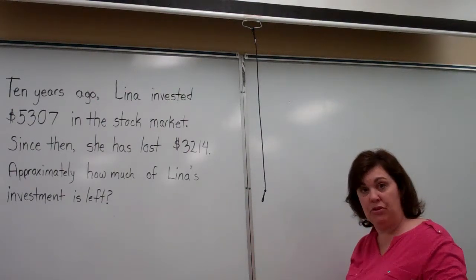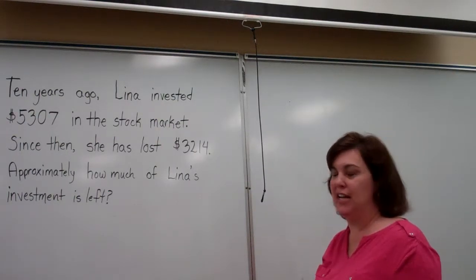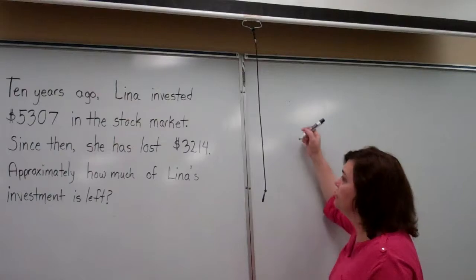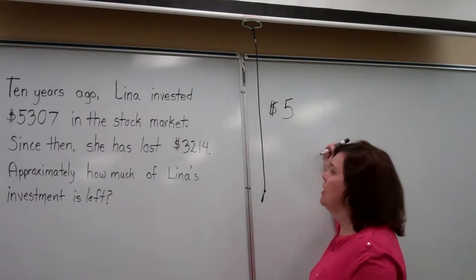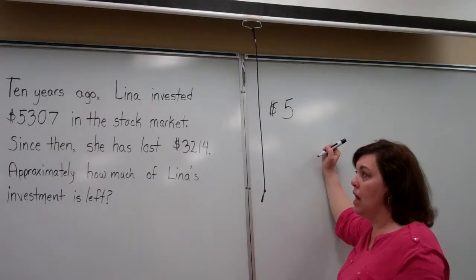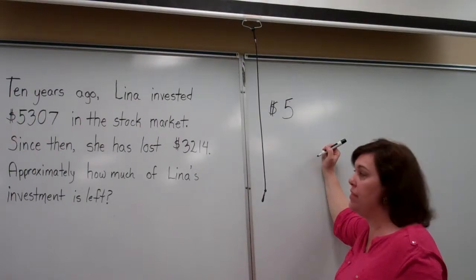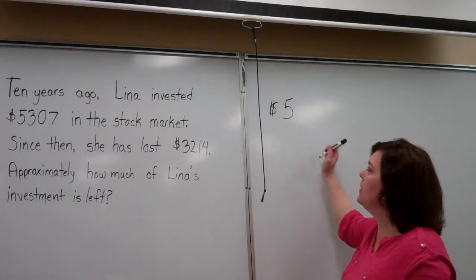And the next step on your checklist says to estimate the answer, which is actually the purpose of our lesson today. So we are going to estimate. Rather than writing out $5,307, I could round to the hundreds or the thousands place. And I think today, to make it easy, we're going to round to the thousands place.